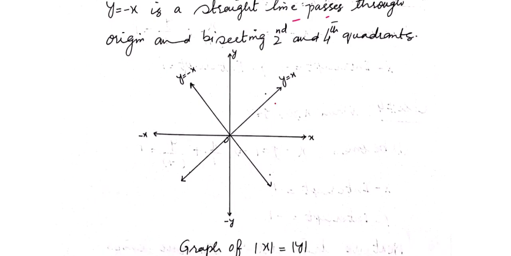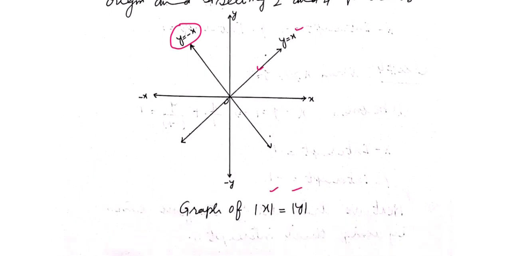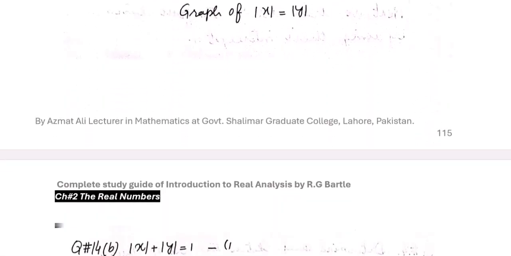But I think these are very simple lines. So the first line is y = x that passes through the origin here, and the second is y = -x that bisects the second and fourth quadrants. So this is the graph of |x| = |y|, and it completes the first part.